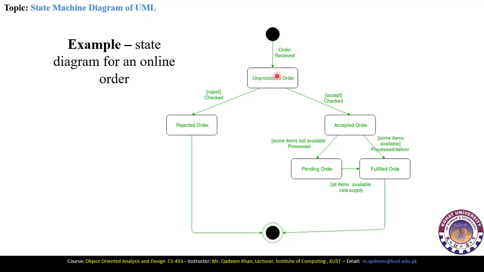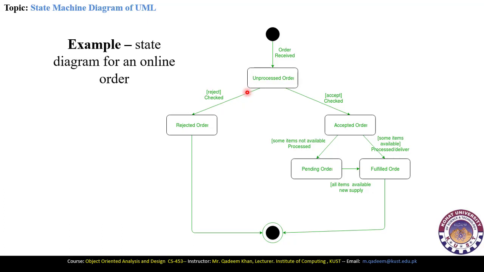So here the order will be checked. If there are any other reasons to reject the orders, the order will be checked and the reject states will be called here. So the rejected order state will be called here, and the transition is to check the orders. Straightforward, the reject order state will be called here.